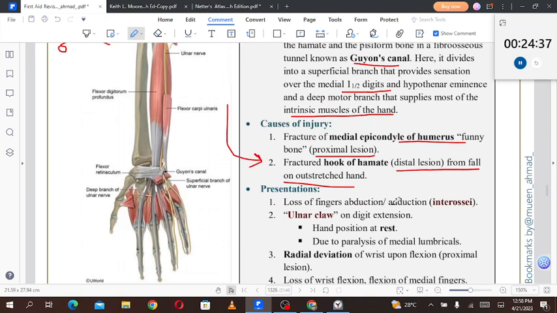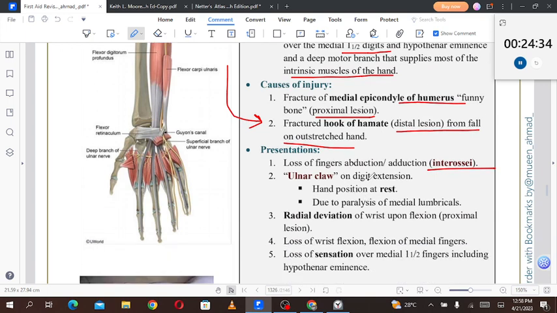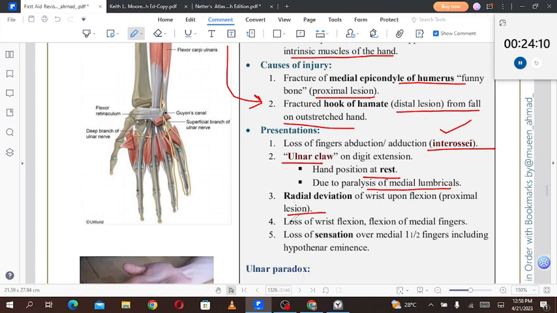Presentation: loss of finger abduction and adduction, that is the interossei, and ulnar claw on digital extension. There will be ulnar claw deformity in the hand position at rest, due to paralysis of the medial lumbricals. There is radial deviation of the wrist upon flexion in a proximal lesion, loss of wrist flexion of the medial fingers, and loss of sensation over 1.5 fingers including the hypothenar eminence. If there is a proximal lesion at the medial epicondylar level, there will be radial deviation.